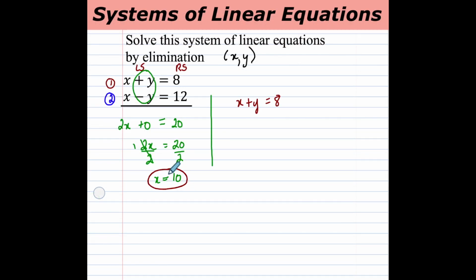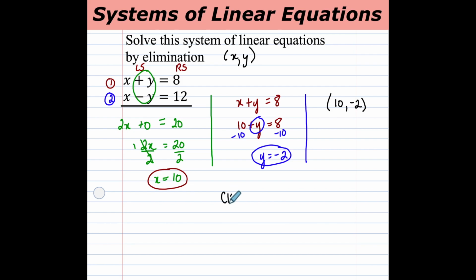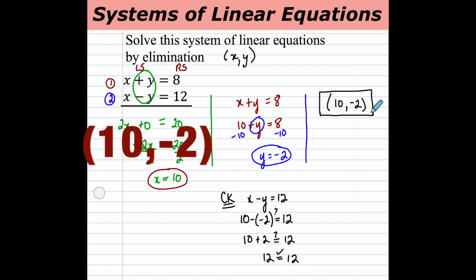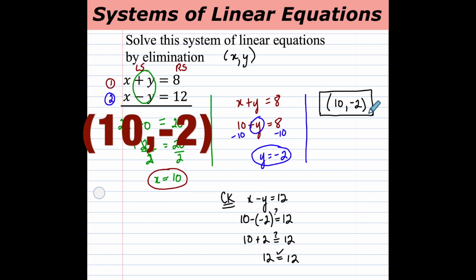Use x equals 10 in the first equation to find out y. We want y by itself. y is equal to negative 2. The solution then is 10 comma negative 2. You always want to check your work. Use the other equation, x minus y is equal to 12, and double check the 10 comma negative 2. Does 10 minus a minus 2 equal 12? 10 plus 2, does that equal 12? And yes, 12 equals 12. The solution to this linear system is 10 comma negative 2, exactly what we found using the other methods.